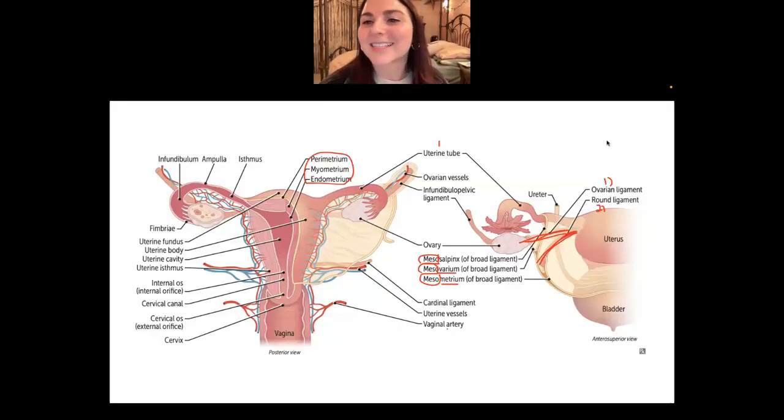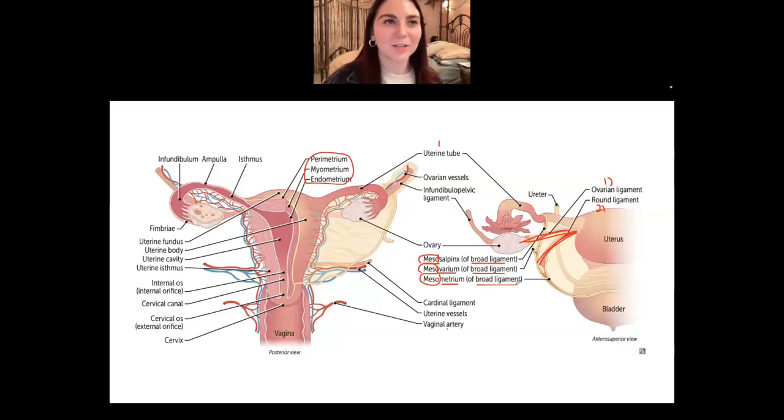So you can go back to those slides. But that's the round ligament. It's the same one. The broad ligament is massive. It's actually like a combination of just like everything. So you can see here with all the mesenteries, the broad ligament surrounds basically the entire thing.